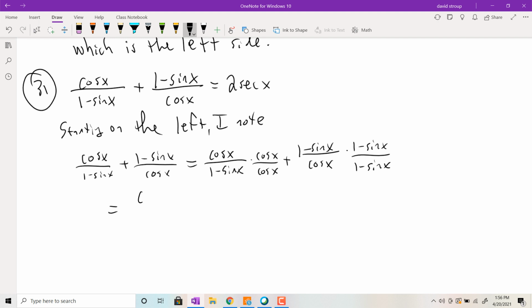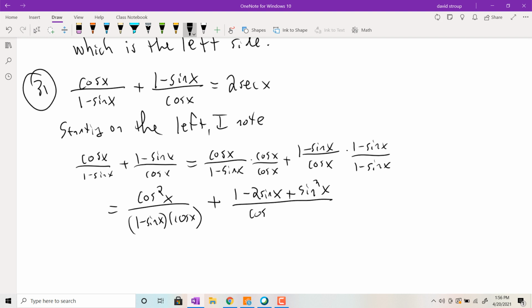Okay, then I'll have cosine times cosine is cosine squared, all over 1 minus sine x times cosine x. And then plus, I have to FOIL the 1 minus sine times 1 minus sine. So first is 1 on the outer, minus sine x, the inner, minus sine x, so minus 2 sine x. And then the last, plus sine squared x. And that'll be all over cosine x times 1 minus sine x.